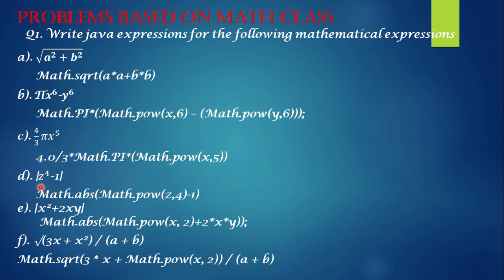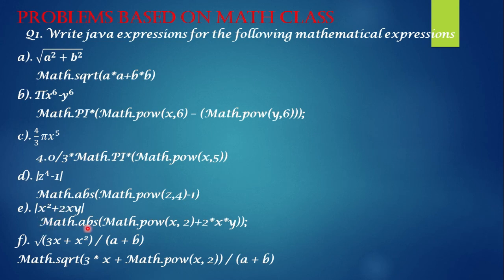Now next question. See, you can see two vertical lines. That means absolute value. What does this vertical line stand for? Absolute value. So absolute value of this thing. Which is the function used for calculating the absolute value? That is math.abs. So math.abs. Now as usual, math.abs for this only. Now math.pow z to the power 4 and minus 1. That's all.